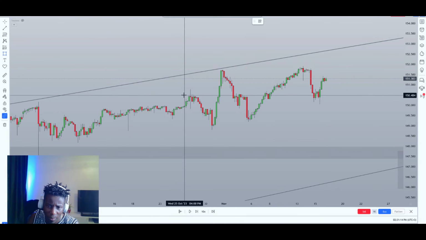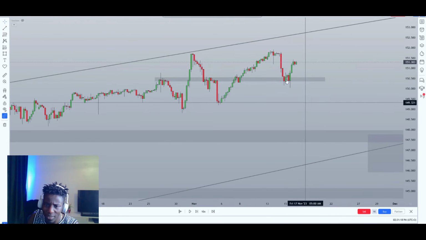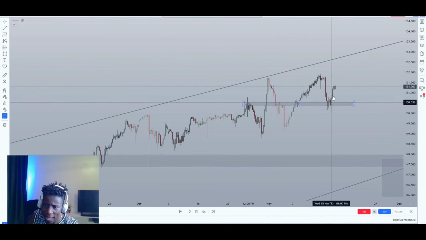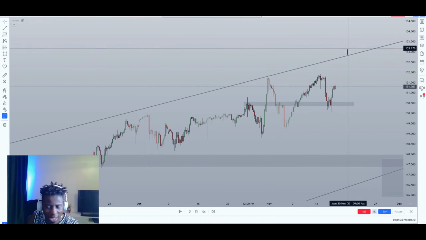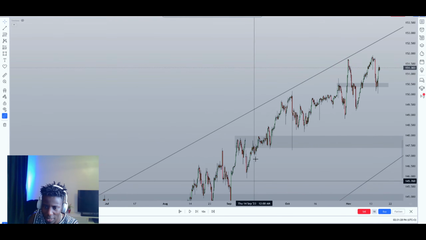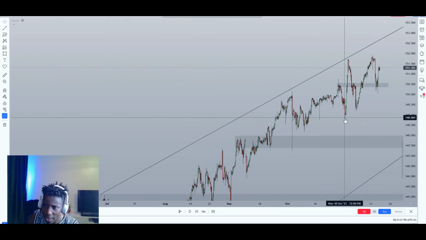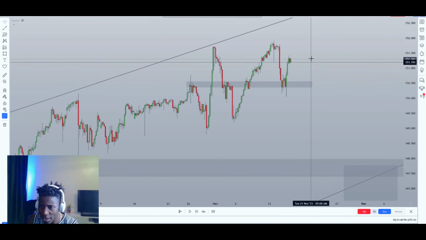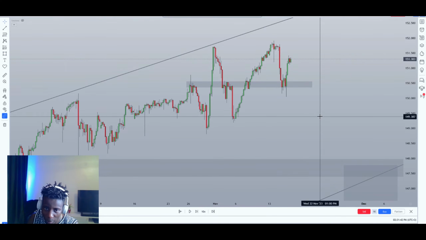We are having this level here, which means this is a retest to the downside, and then the market should make a higher high, because it has been making a series of higher highs and higher lows. We don't want to see the market breaking to the downside. That is the most important thing.